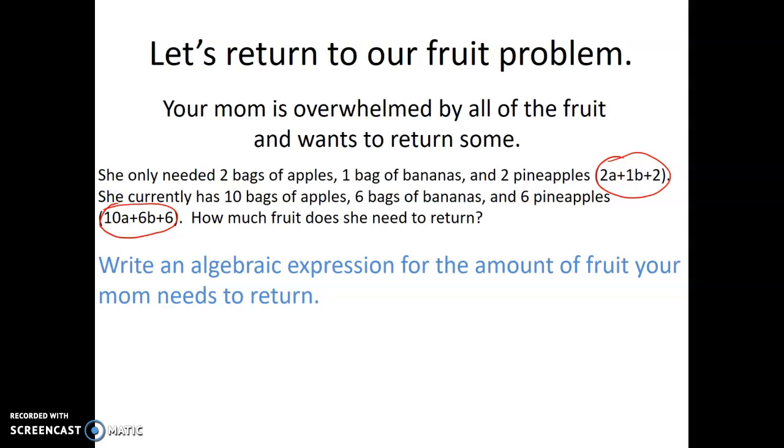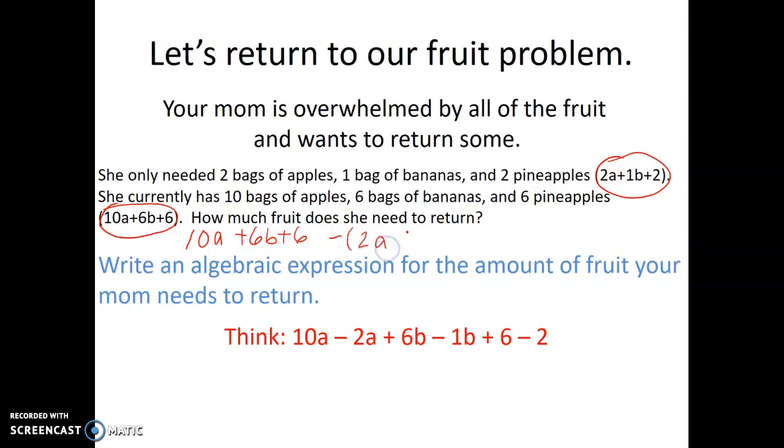Well, we're going to write an algebraic expression for the amount of fruit your mom needs to return. Let's think about first, what does she have? She has 10a plus 6b plus 6. And she wants to subtract 2a plus 1b plus 2. So all of this in here is going to be subtracted. So we're going to combine our like terms. 10a goes with 2a, but we're subtracting it because that's what she wants to subtract from her pile to put in the pantry.